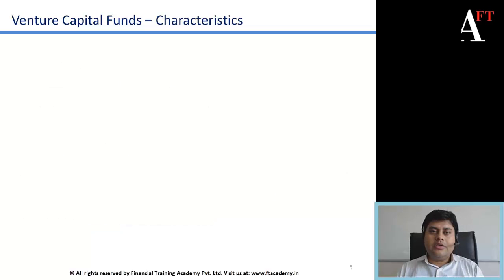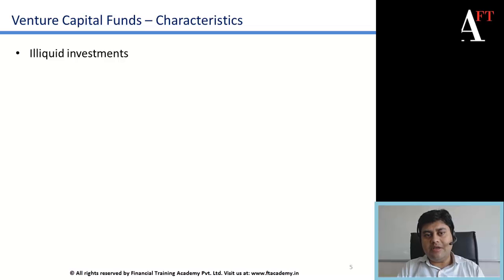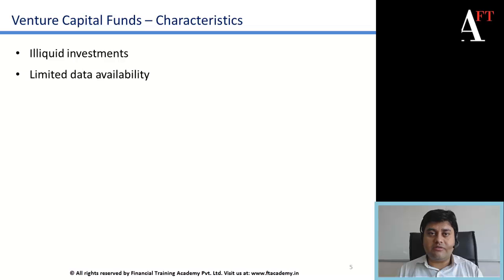Some of the characteristics of VC funds are: the investments made by VC funds in companies are highly illiquid investments, meaning they are largely private companies. There may not readily be a buyer available in case the VC fund wants to liquidate its investment. So they are highly illiquid. Further, there is a limitation on data availability also. Since these companies are private, not much public information is available regarding them. And they are difficult to value. In case the companies are in a unique kind of business, it may be difficult to find comparable listed companies which you can compare and try to derive a valuation based on that comparison. So these investee companies could be difficult to value.